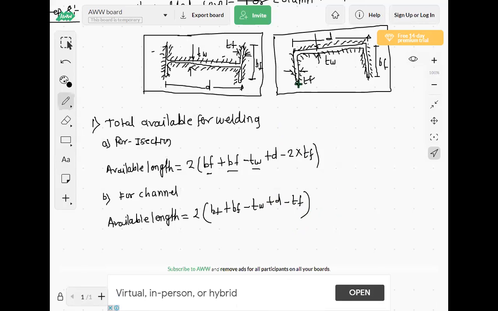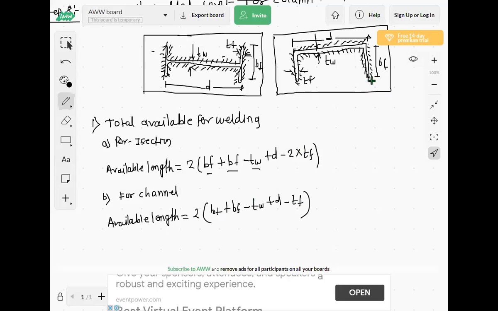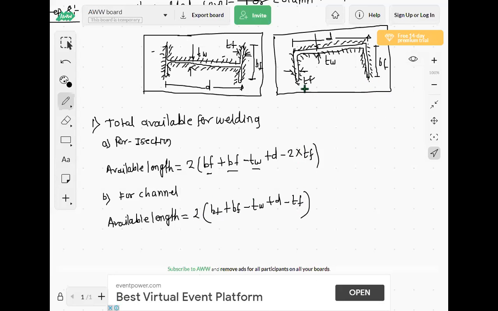Okay, are you getting? So on this side and this side only, we have to minus the thickness of flange. So one thickness of flange we minus here. So here 2 is there for the second flange. Again the same BF plus BF. This is the width of flange, and this is the second width of flange. We have to deduct the thickness of web, plus depth of flange.